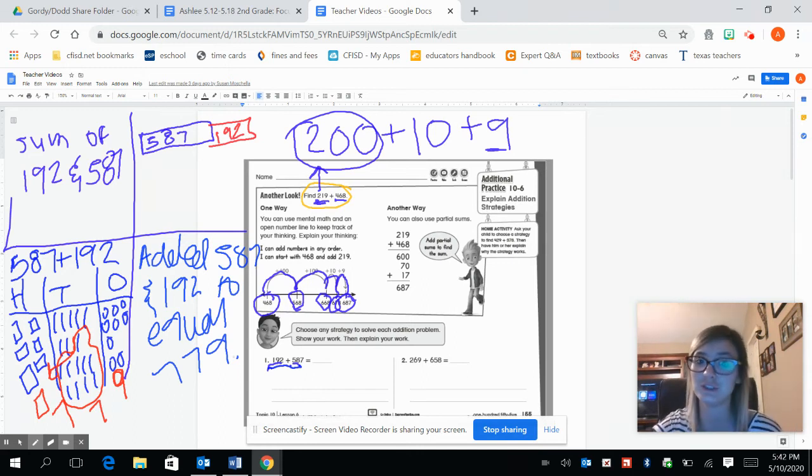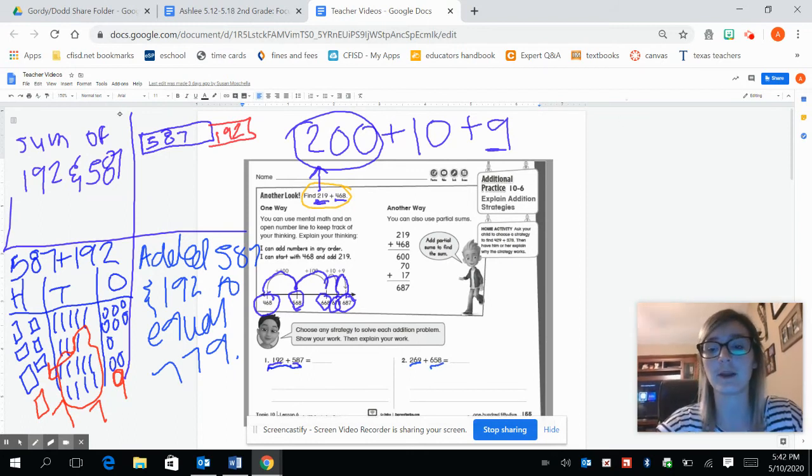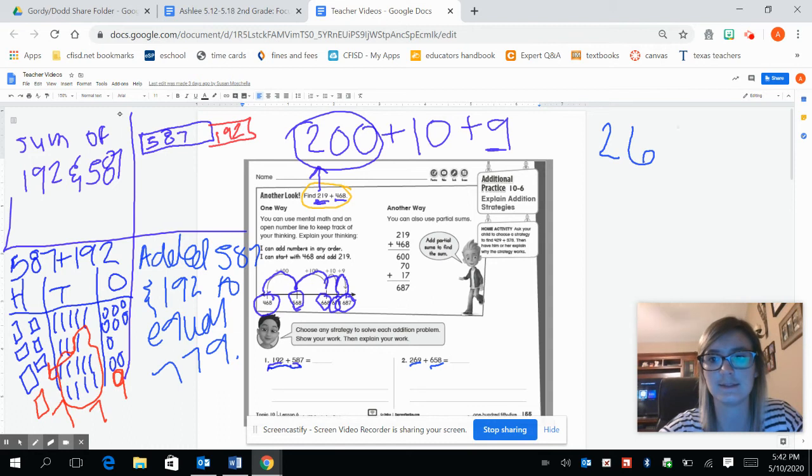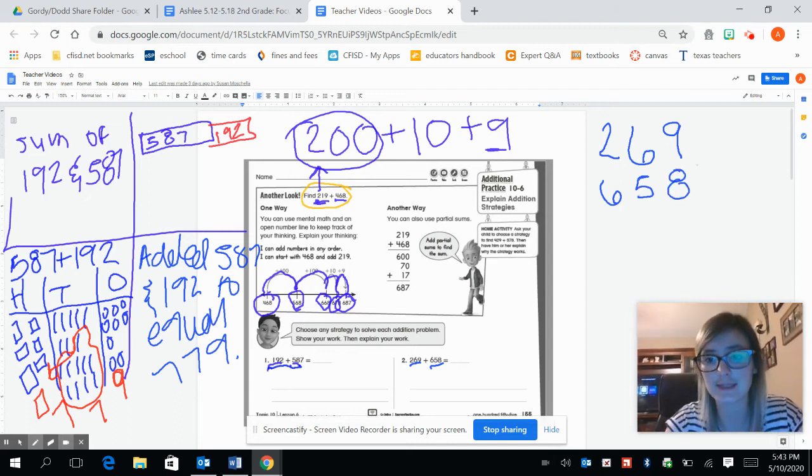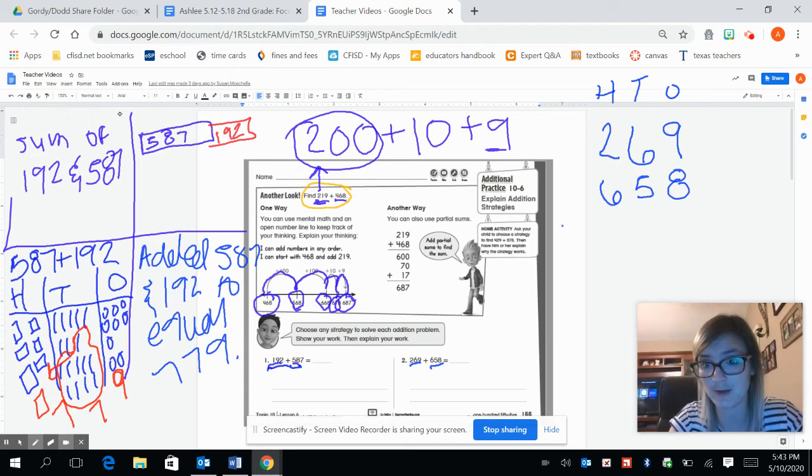So let's look at question 2, and we're going to do the algorithm, the old school way of math. It's 269 plus 658. We're going to make sure we line the numbers up. That's super important. So let's start. 269 plus 658. You want to make sure that the numbers are in the right places: our ones, our tens, and our hundreds. That's super important that we line all the numbers up when doing math this way.